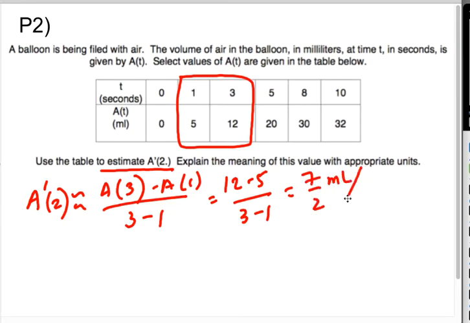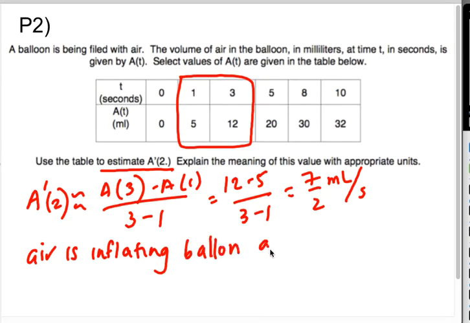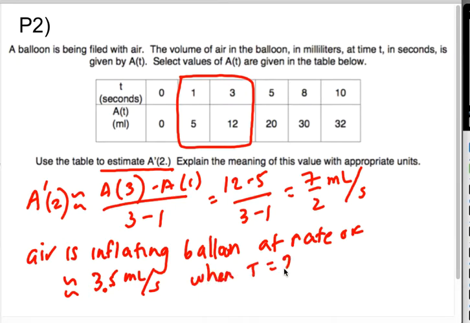The volume on top was in milliliters, the time was in seconds, right? So that's my approximate value. And what this is saying is that the balloon is being inflated, meaning the air is going in, right? So the air is inflating the balloon at a rate of approximately 3.5 milliliters per second, or you could use 7/2, when t equals 2 seconds, right?